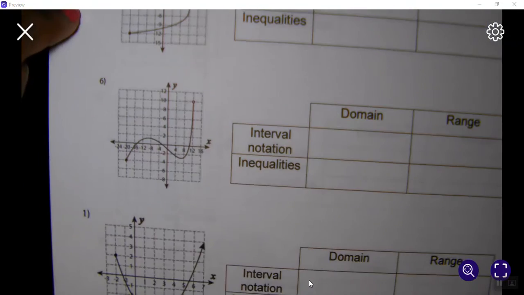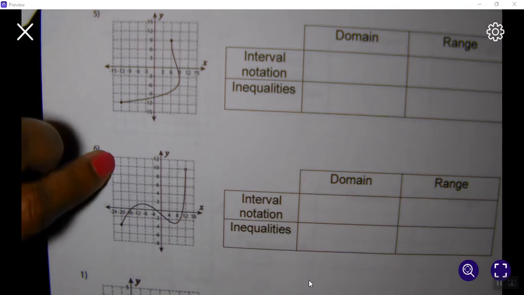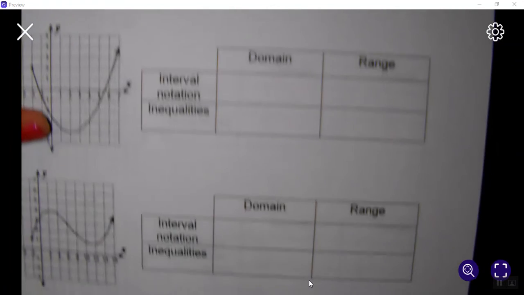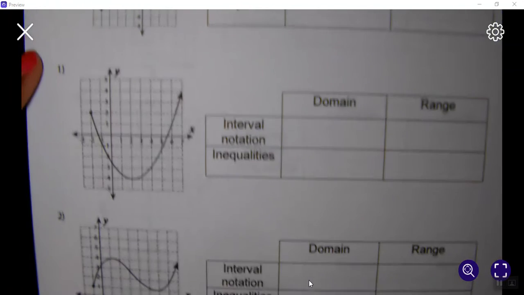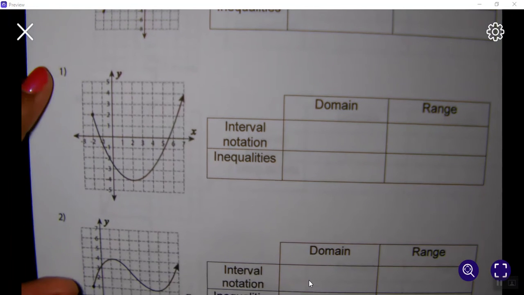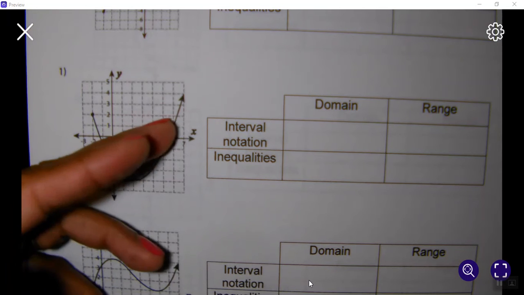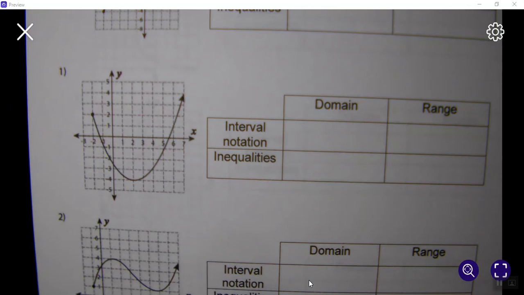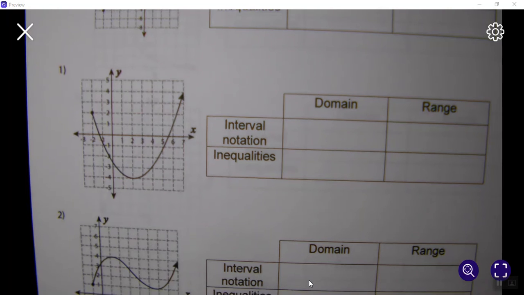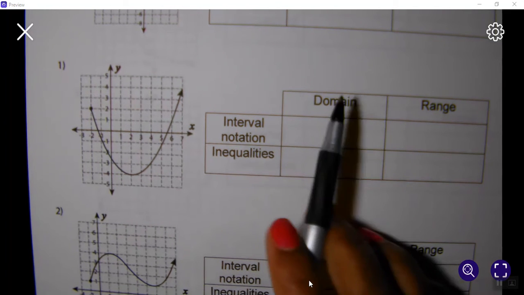I'm going to have you try 5 and 6, and you can check the answer key later. Alright, now let's go to this new set here where we have arrows. Arrows represent infinity, which means that it keeps going and going and going. So we have to be very careful here. Okay, so let's look at the domain.